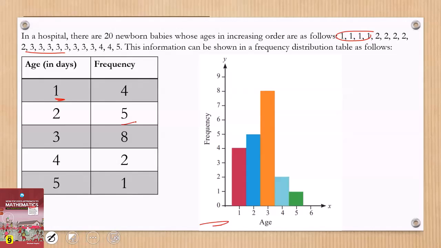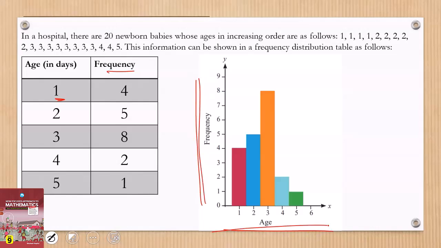Now if you look at the table that we have here, we are going to plot the ages in terms of the frequency. The ages represent the X component, and then the frequency also here. So we plot the frequency on the vertical side, and then the ages on the horizontal side.